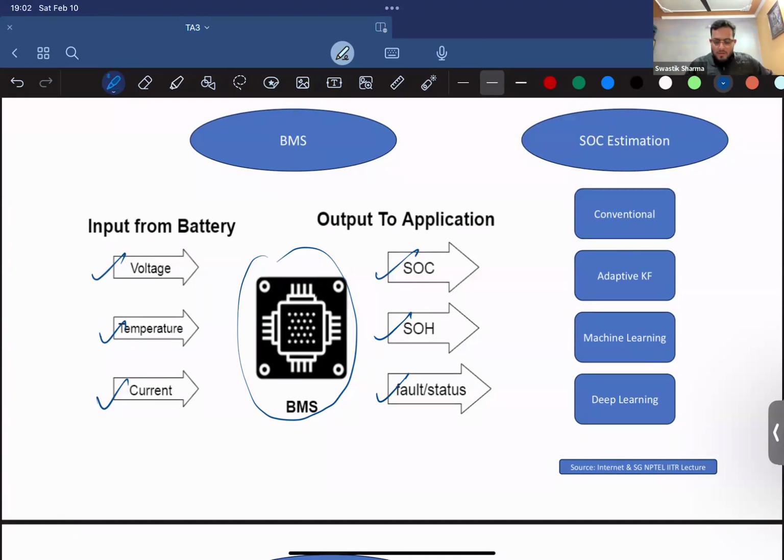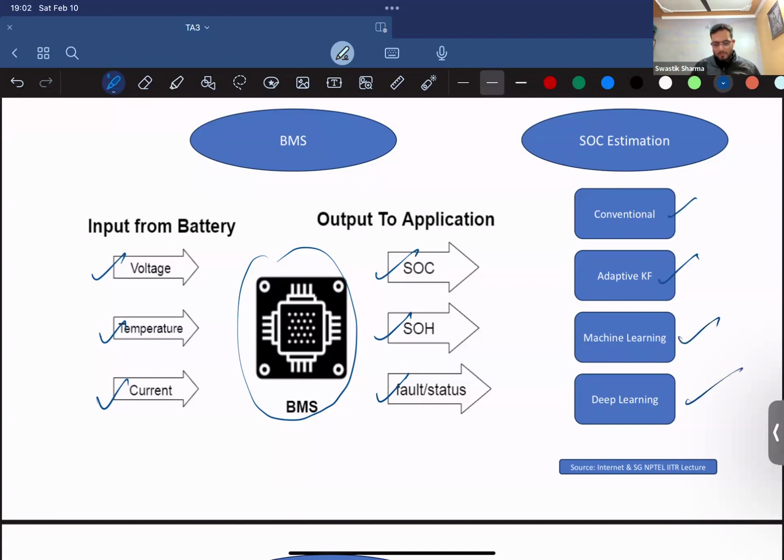So for this, you have SOC estimation or SOH estimation, which you usually have conventional mathematical programming based. Kalman filtering is nothing but it estimates the state of a linear system using noisy measurements. Sorry, it removes noise from your measurements and gives you a state of the system. So that's what Kalman filtering is.